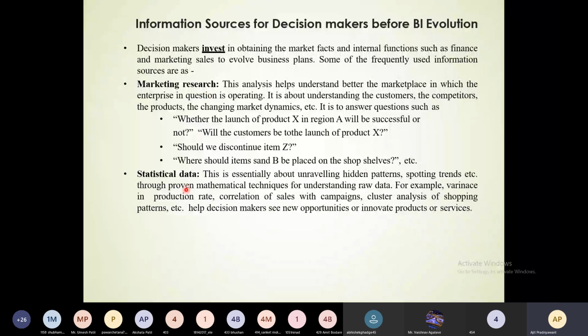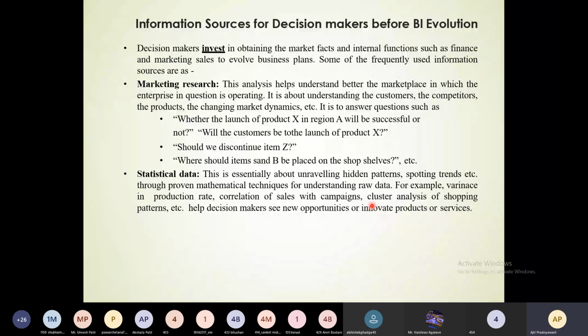This is essentially about unraveling hidden patterns, spotting trends, etc. through proven mathematical techniques for understanding raw data, for example, variance in production rate, correlation of sales with company campaigns, cluster analysis of shopping patterns, etc., will help decision makers see new opportunities or innovate products or services.